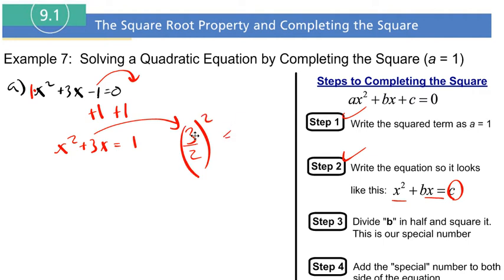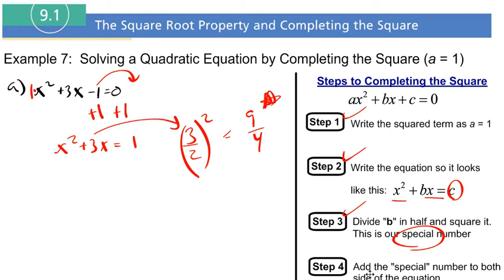Now we have to square this. Squaring a fraction means I square the top and I square the bottom. So square 3, I get 9. Square 2, and I get 4. This is called our special number. I'll put a little star right there. My stars are kind of funky looking. Oh well, this is our special number. So that's step number 3.